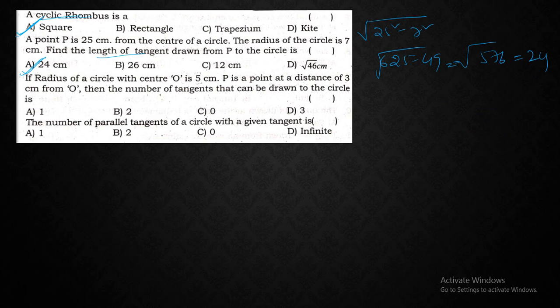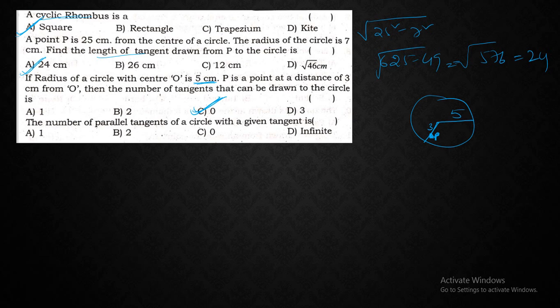Next, if the radius of the circle is 5 centimeters and P is a point at a distance of 3 centimeters, then the number of tangents that can be drawn to the circle. So what is he asking? The radius of the circle is 5 centimeters and there is a point at a distance of 3 centimeters. So point P will be inside the circle, right? Because this total length is 5, but point P is 3 centimeters away. That means it lies inside the circle. Then no tangents are possible.